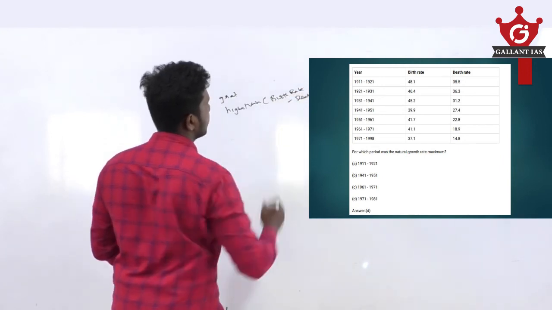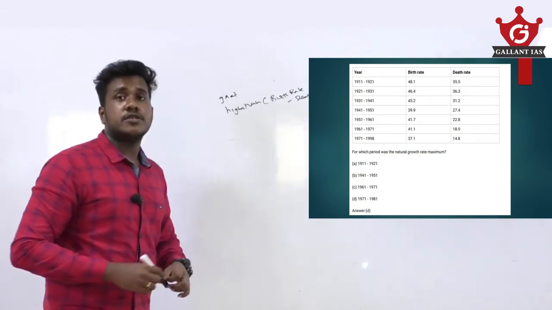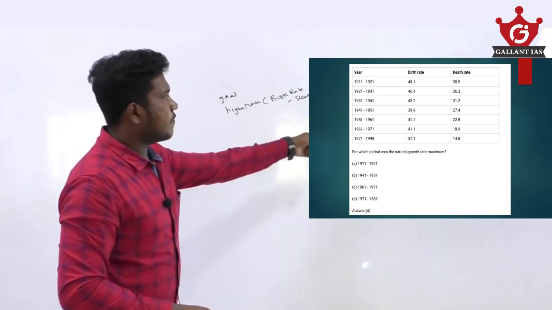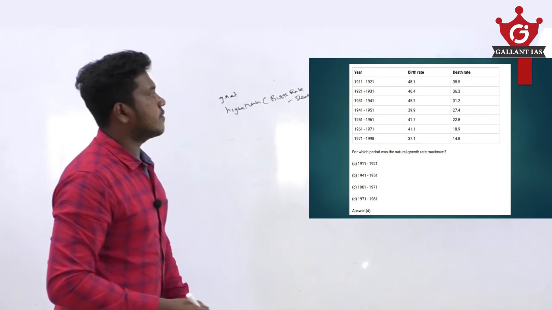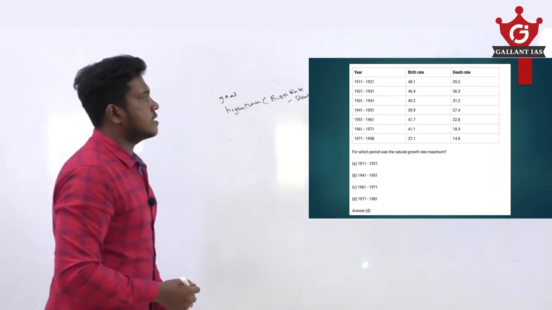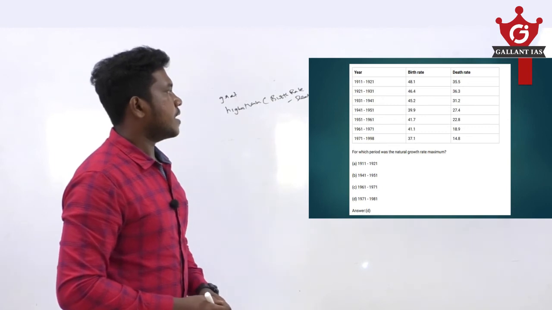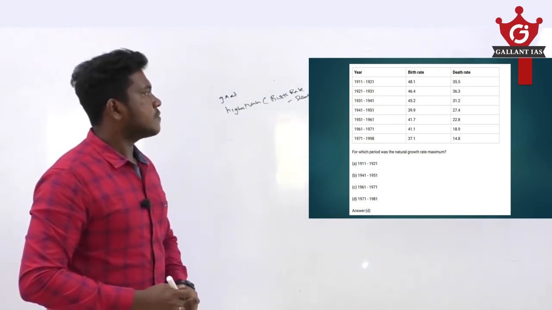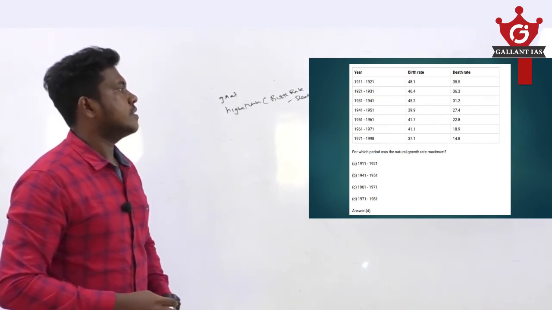So we need to find the birth rate minus death rate, and from that we need to find the highest value, and that will be your answer. Now consider the first period, that is 1911 to 1921. Birth rate is 48 and death rate is 35. Now consider the second. Birth rate is 46.4 and death rate is 36.3.